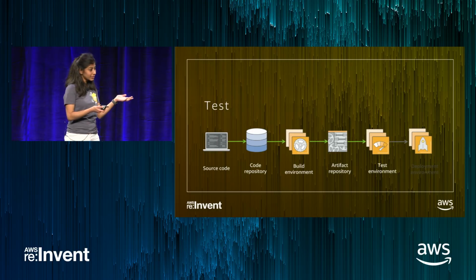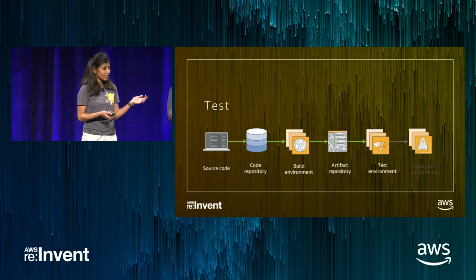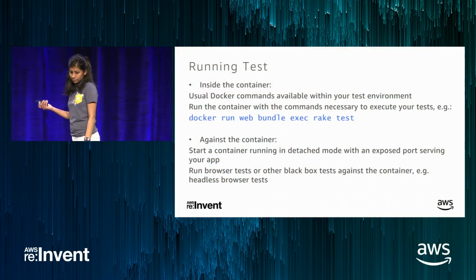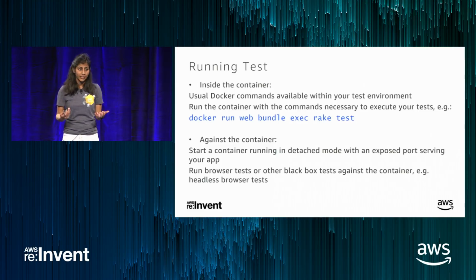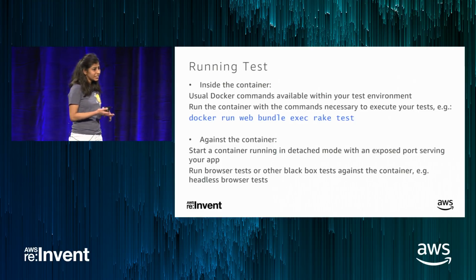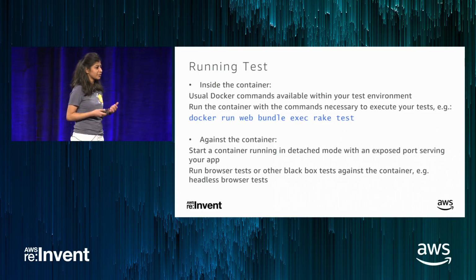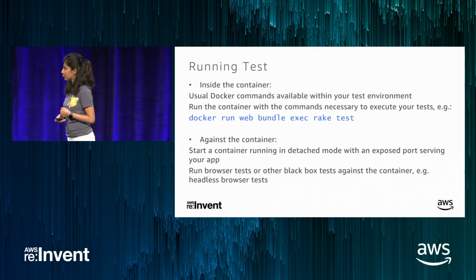We have our build that's complete. We have our image that's pushed to a registry. Our next step is to actually run tests. You can run some tests inside of a container. You can run them against a container outside. You can run unit tests, integration tests, black box tests, whatever makes you actually validate and confirm that the built image is now ready to go to production.